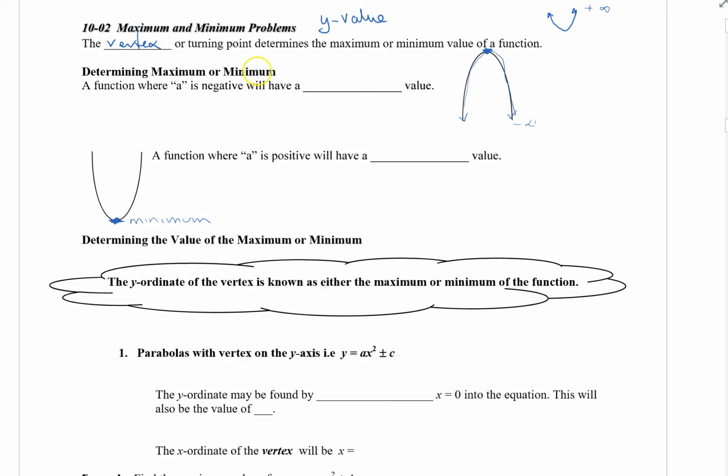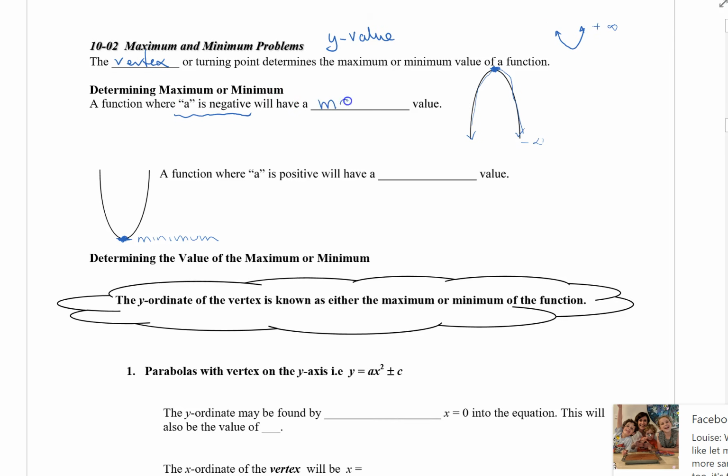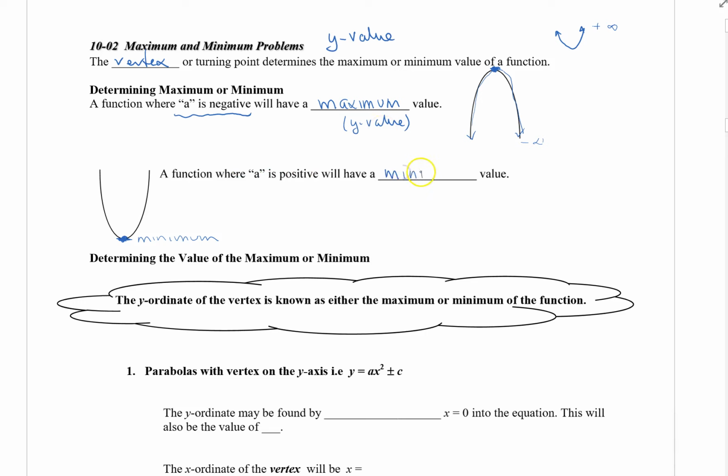So we've just established that these upside down ones will have a maximum, and to get an upside down parabola, a is negative. So it will have a maximum y value. Now, they don't very often tell you that it has to be the y value. They'll just ask you for the maximum. You have to be giving the y value. A function where a is positive will have a minimum.